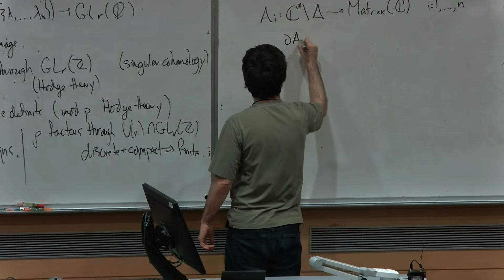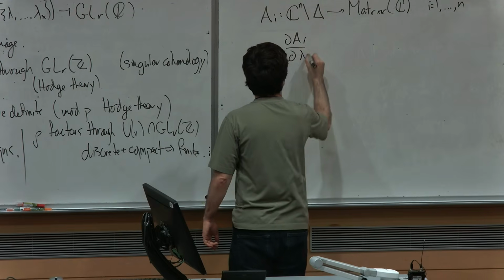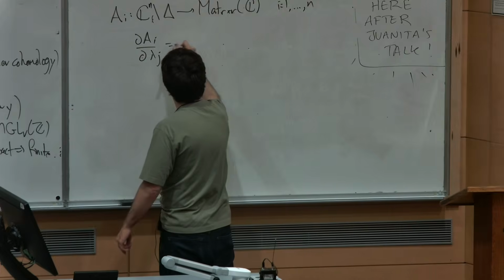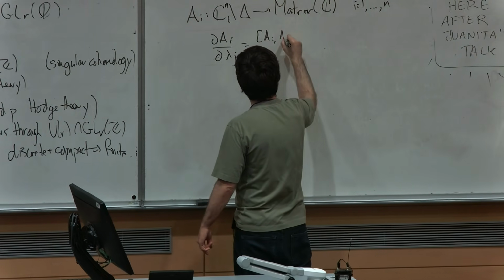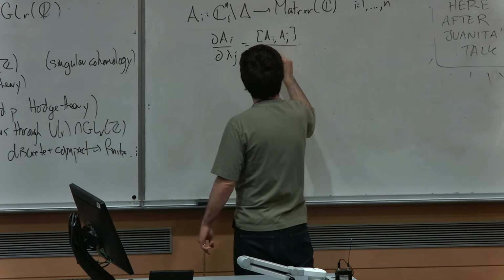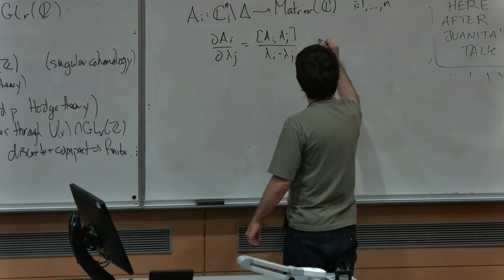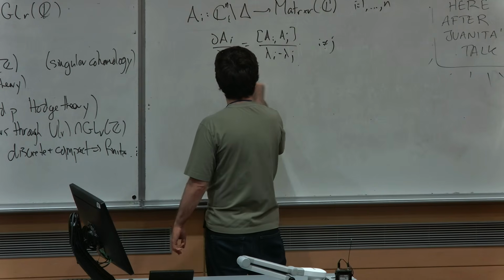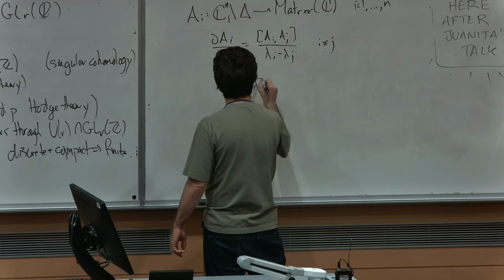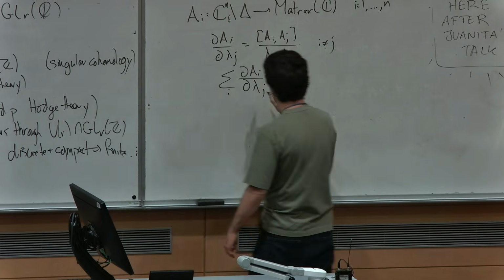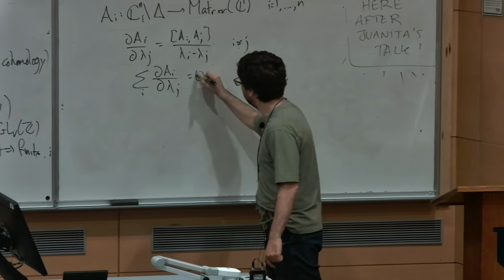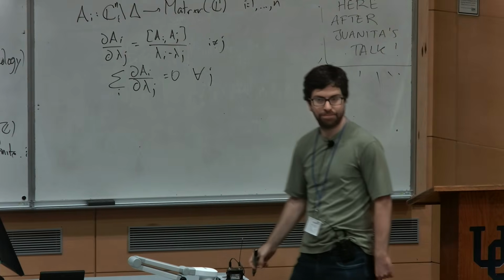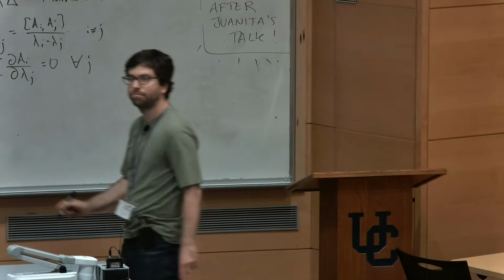It's the following. So dA_i/dλ_j, here the coordinates are the λ's, is the commutator of A_i with A_j over λ_i minus λ_j, if i is not equal to j. And then for the rest of this differential equation, I'll say the sum over i of dA_i/dλ_j is 0 for all j. Okay, so this is an ODE. Let me tell you what it means.